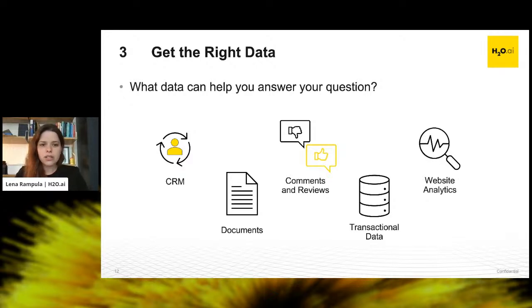For grouping questions, this is not necessary, and you can use data that doesn't have any ground truth, any label attached to it.